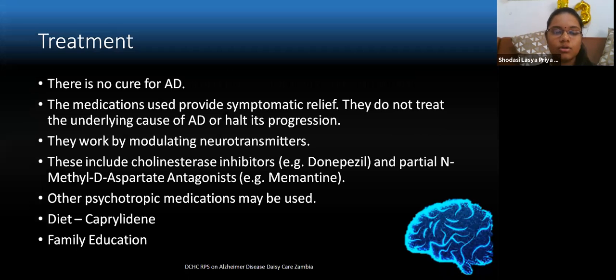Treatment. There's no cure for Alzheimer's disease, but scientists use drugs like donepezil and memantine to halt its progression, which work by modulating neurotransmitters and slow down the progression. Some food types such as carpilagine have been suggested. Finally, family education is important. It is important because it helps them to know about Alzheimer's disease and understand how people with Alzheimer's behave and react.